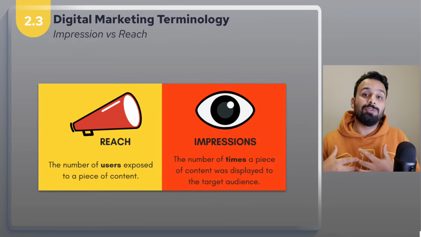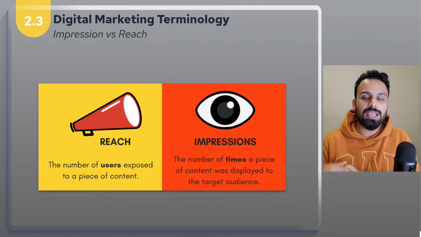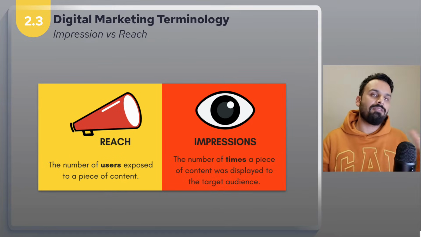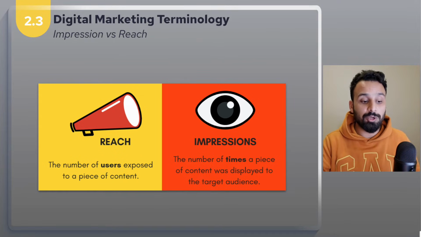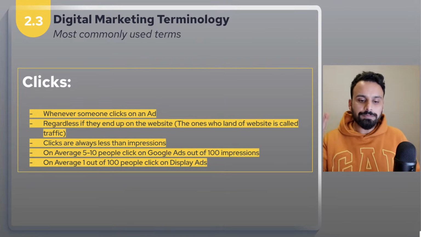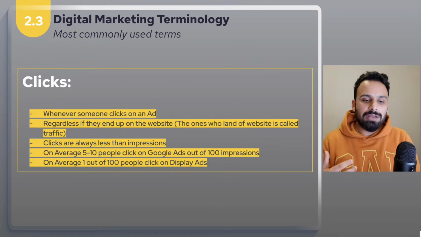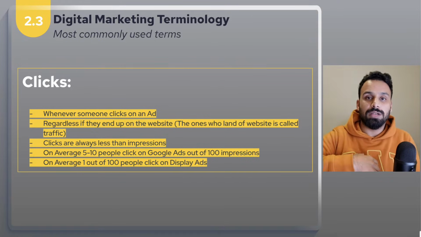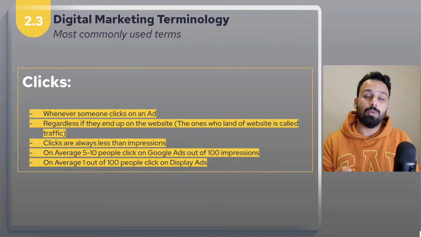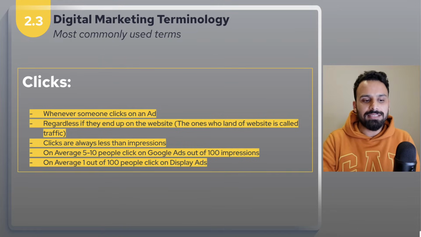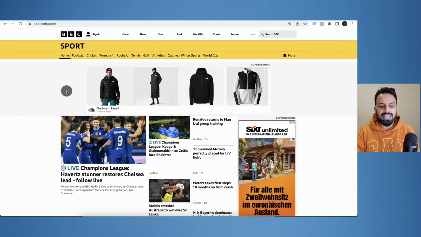Reach is the number of unique users exposed to a campaign, while impressions is roughly the number of times an ad was loaded, regardless of how many unique people saw it. Now that we know what an impression is, what reach is, and what frequency is, we have to understand what a click is. A click is simple, as the name defines.